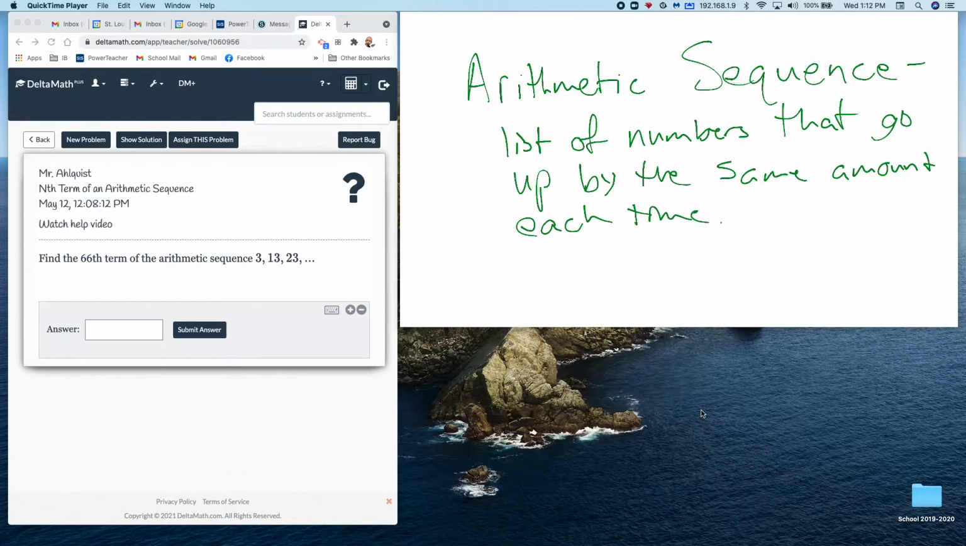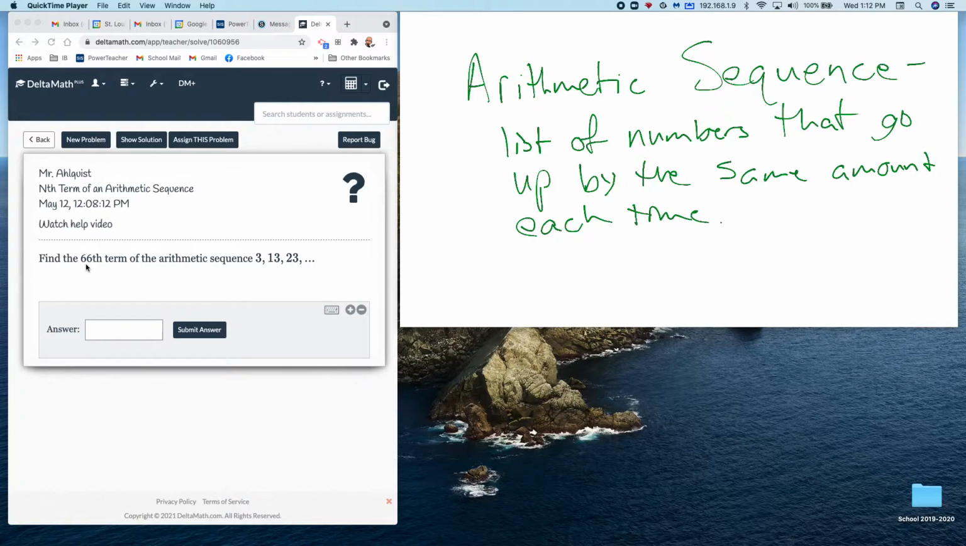So if you establish that it's going up by the same amount each time, you know it's arithmetic and you get to use some formulas. Take something like this one. Even if they didn't tell you this was arithmetic, notice, 3 to 13 is up 10, 13 to 23 is up 10. So the next number right here would be 33.